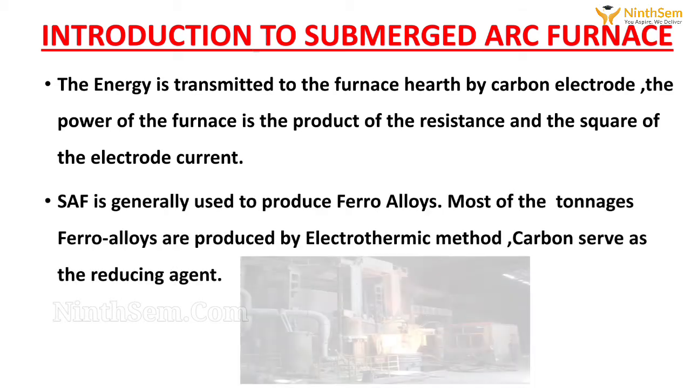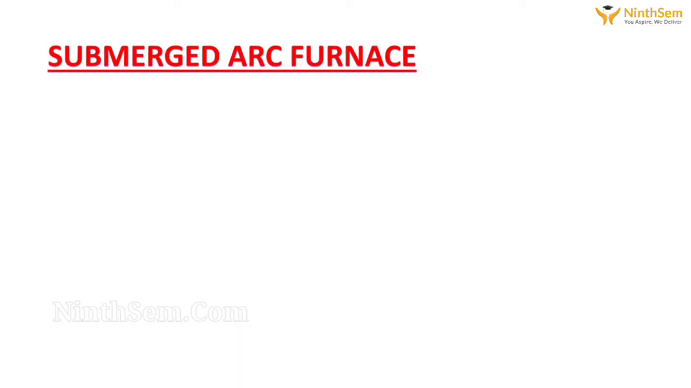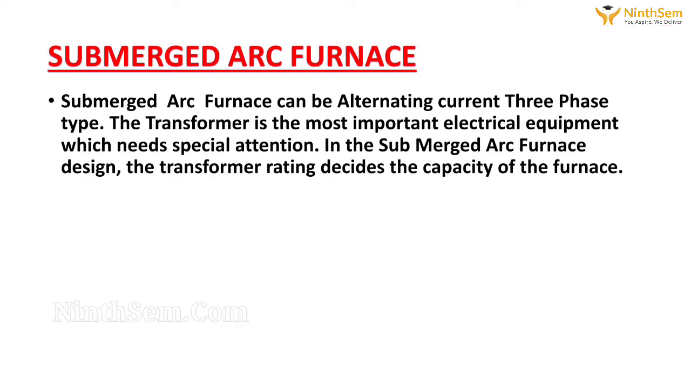Submerged arc furnace is generally used to produce ferroalloys. Most of the tonnages of ferroalloys are produced by the electrothermic method. Here carbon serves as the reducing agent. See the picture of submerged arc furnace. Submerged arc furnace can be alternating current three-phase type.